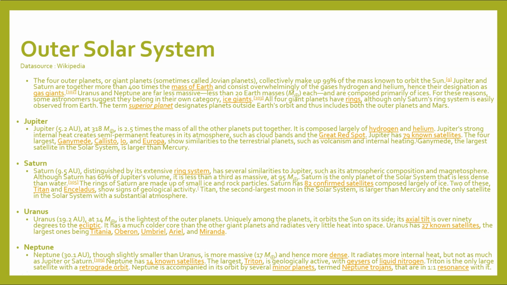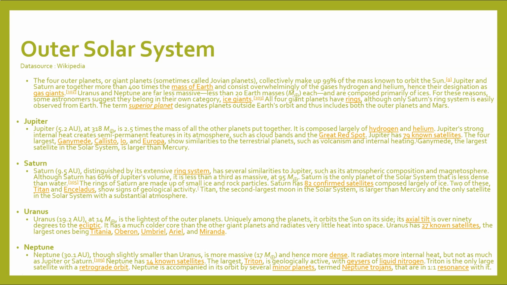Uranus, at 19.2 astronomical units and 14 times the mass of Earth, is the lightest of the outer planets. Uniquely among all the planets, it orbits the Sun on its side. Its axial tilt is over 90 degrees to the ecliptic. It has a much colder core than the other giant planets and radiates very little heat into space.